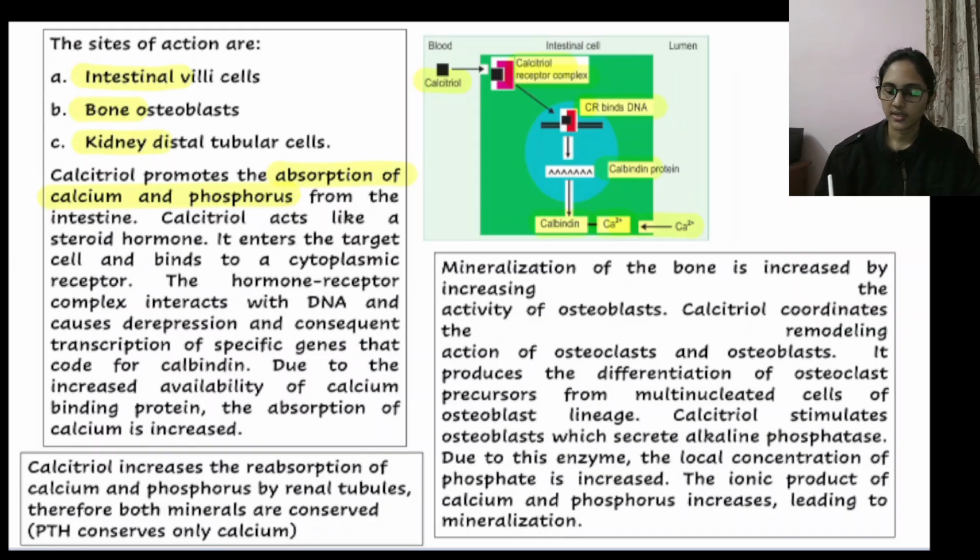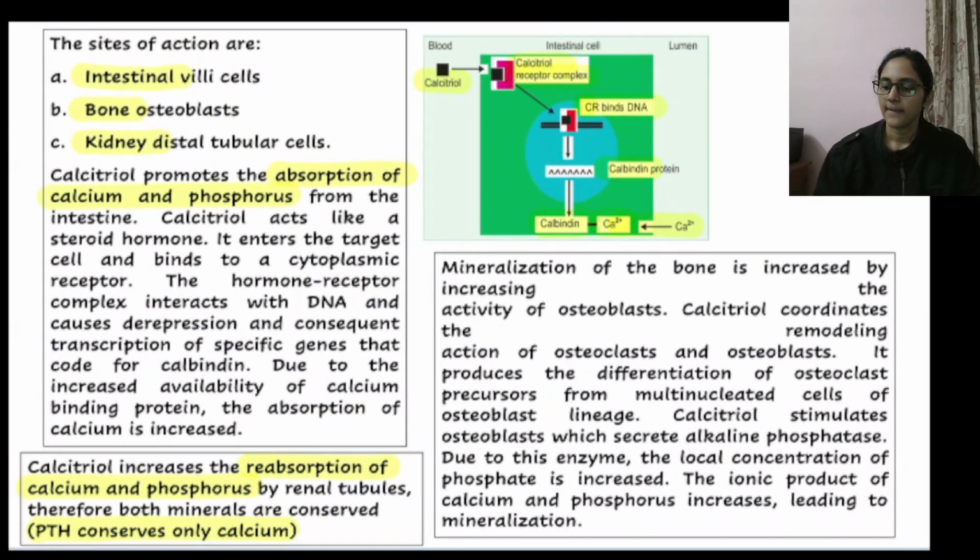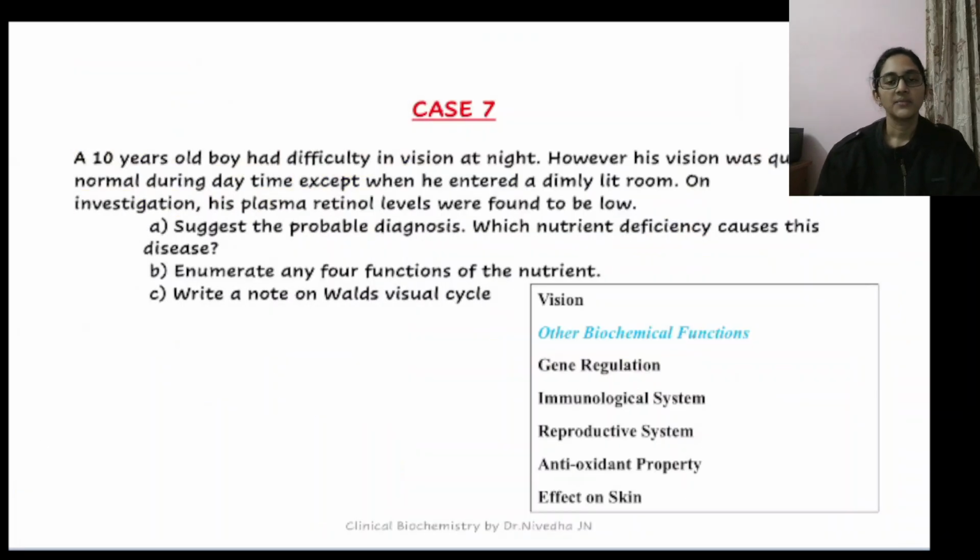In kidneys, what does it do? In kidneys, again, it causes reabsorption of both calcium and phosphorus, whereas PTH only reabsorbs calcium, it does not reabsorb phosphorus. Remember that also. And mineralization, of course, we have seen it increases. There is bone remodeling. So vitamin D induces bone remodeling action of the osteoclast and osteoblast. So that's what you have to remember. Yes, so this is the function of your vitamin D.